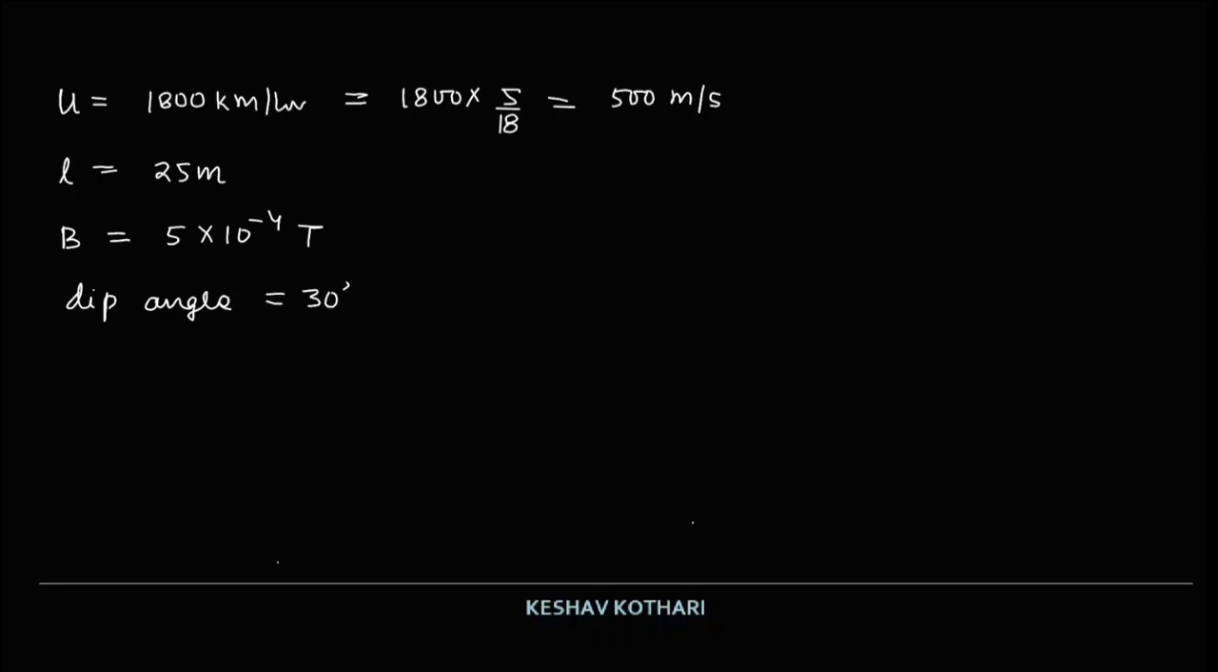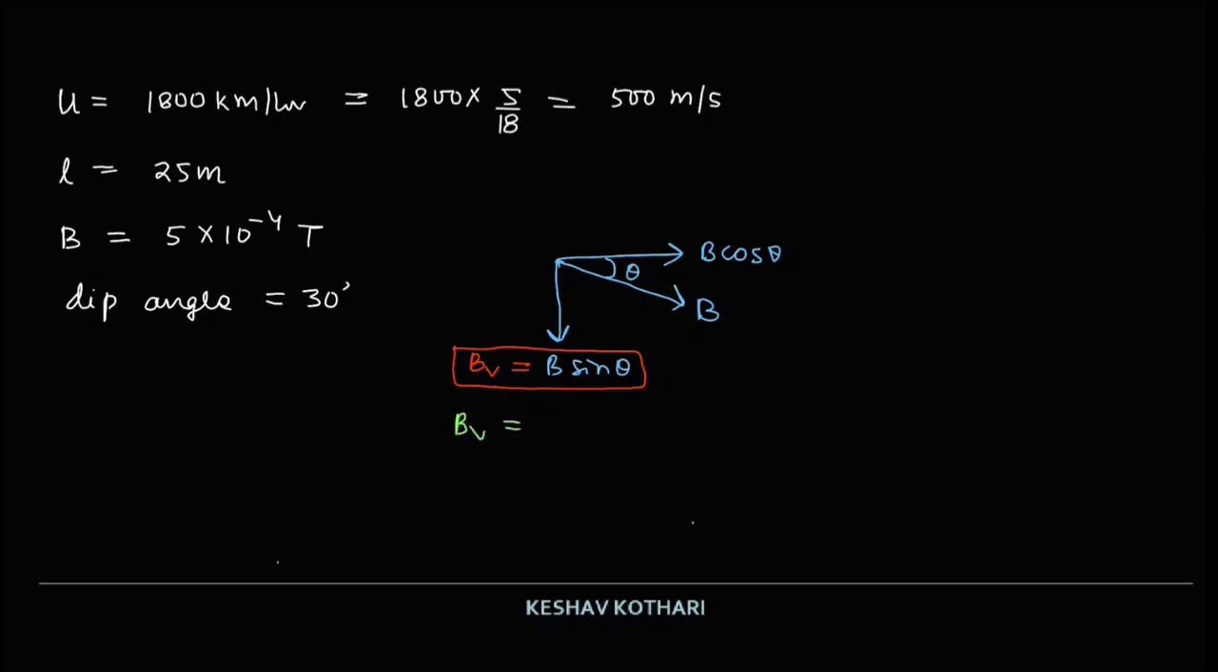If the dip angle is 30 degree, I can calculate two components of it, the horizontal and the vertical component. So this will become B cos theta and the other one will become B sin theta. It is the vertical component of the magnetic field that is responsible for the EMF induced between the tips of the plane. So BV is 5 into 10 to the power minus 4 into sine 30, that is half, so we write it as 2.5 into 10 to the power minus 4 Tesla.